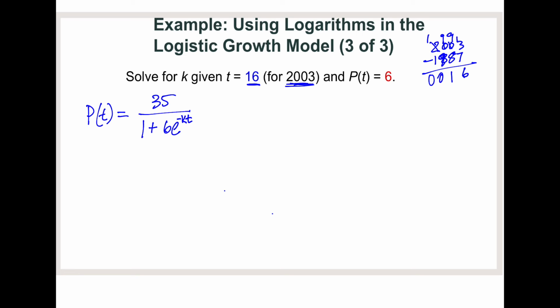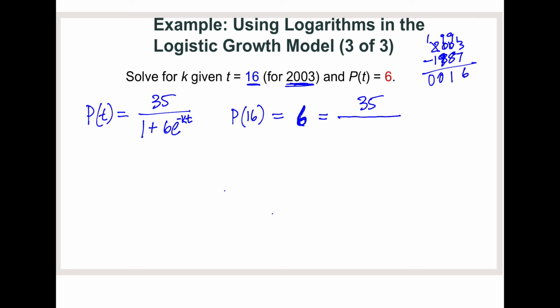We're going to now put 16 in for my t. We have 35. Oh, I'm sorry, no, 16 is not. Sorry. Let's go back. We're going to find the P of 16, which we know to be 6 billion. So I'm just going to put that as my answer there. And then let's fill in the rest so we can find the rate of growth.